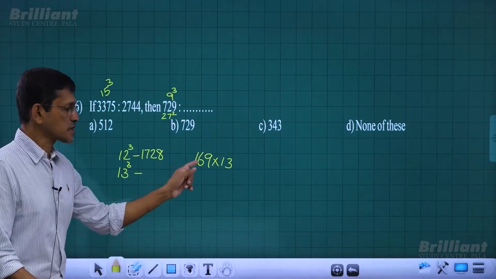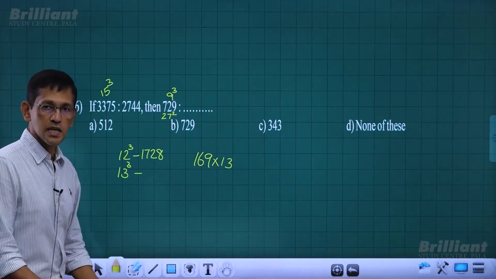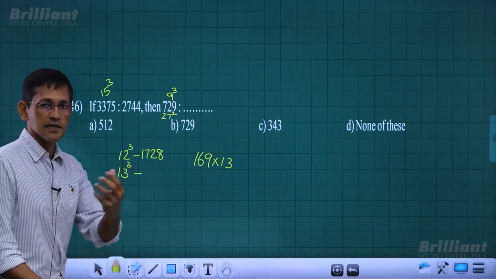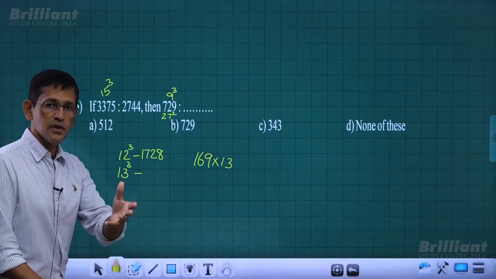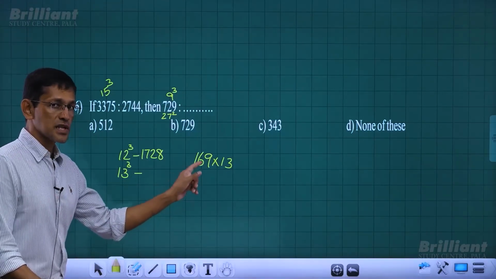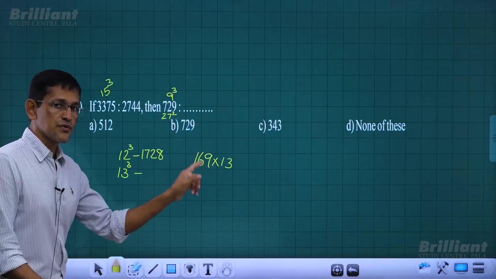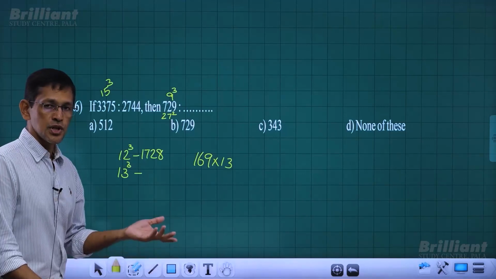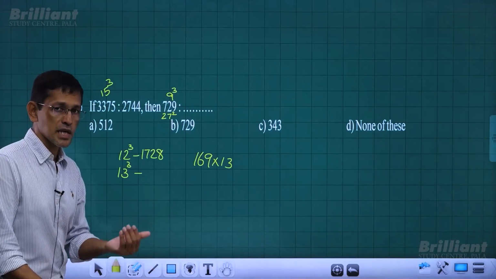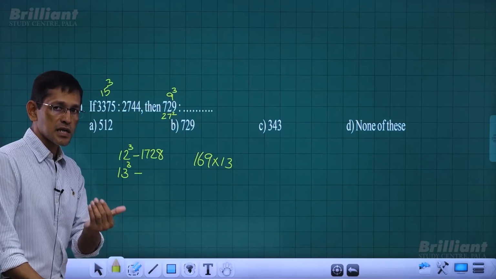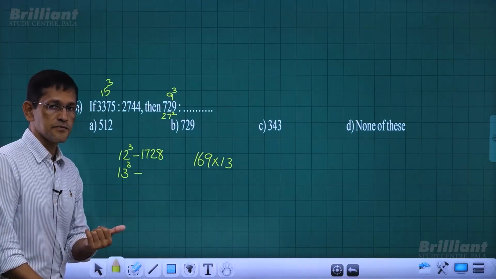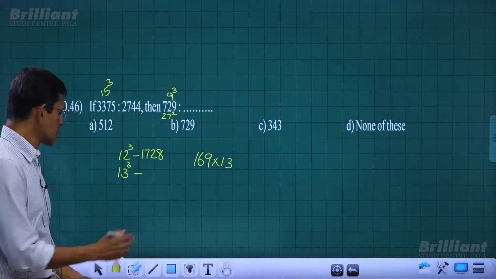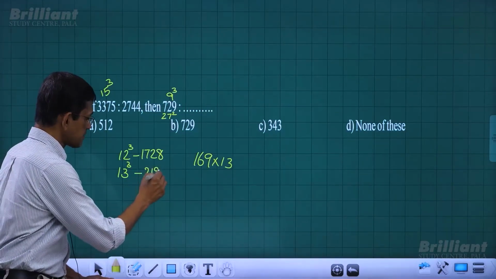However, what we need is 169 into 13. The difference between 169 and 170 is 1, so 1 into 13 must be subtracted from the final answer. 2210 minus 13. 2210 minus 10 is 2200. We subtracted 10, but what we need to subtract is 13, so we need to subtract 3 more. So 2200 minus 3 is 2197. So 13 cube is 2197.